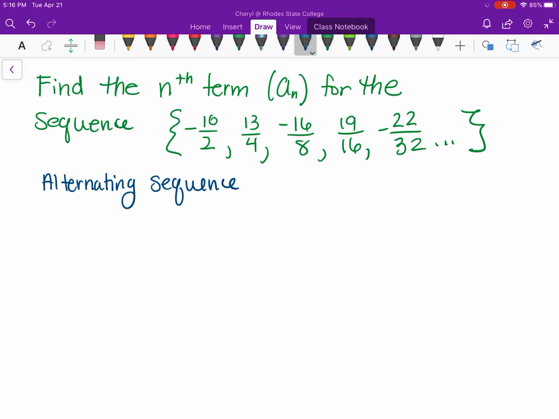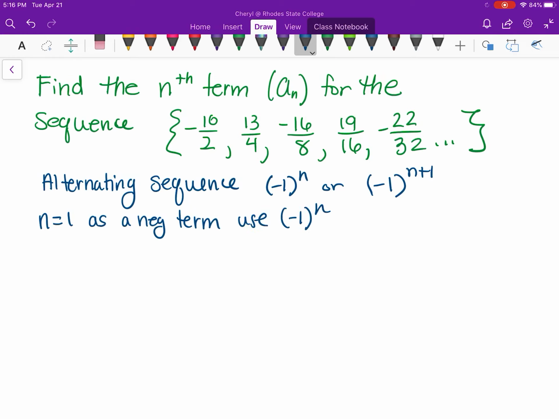Which means in order to get the alternating of signs, we need to use one of two options. We need to use negative 1 to the nth power, or negative 1 to the n plus 1 power. It just depends on which term we want to start to be negative and which one we want to start as positive. Because I want to start at n equals 1 as a negative number, I want to use negative 1 to the nth. That way when I plug in 1, I get negative 1 to the 1 power, which will give me a negative number.